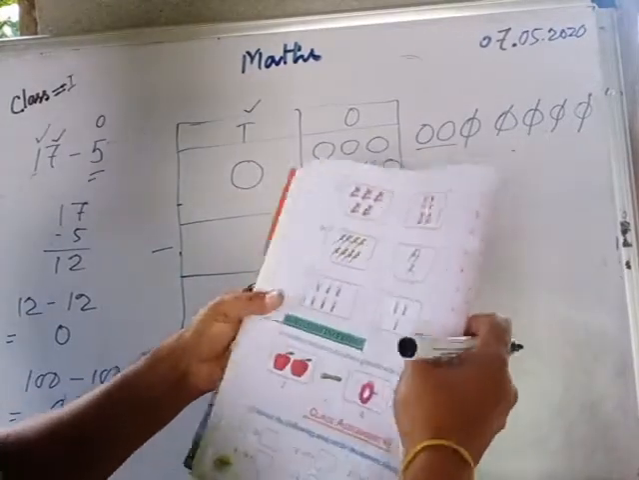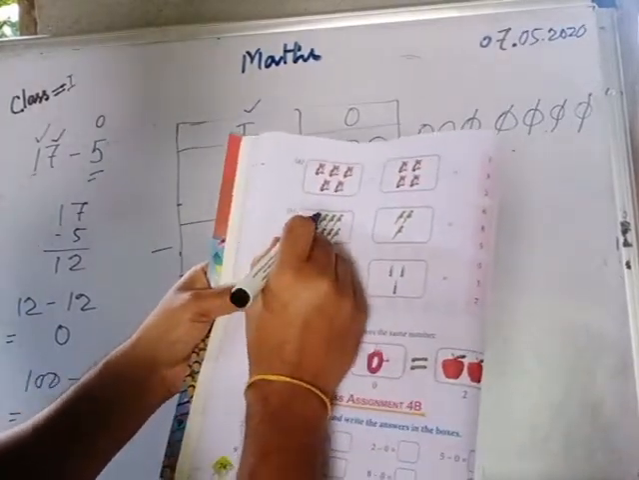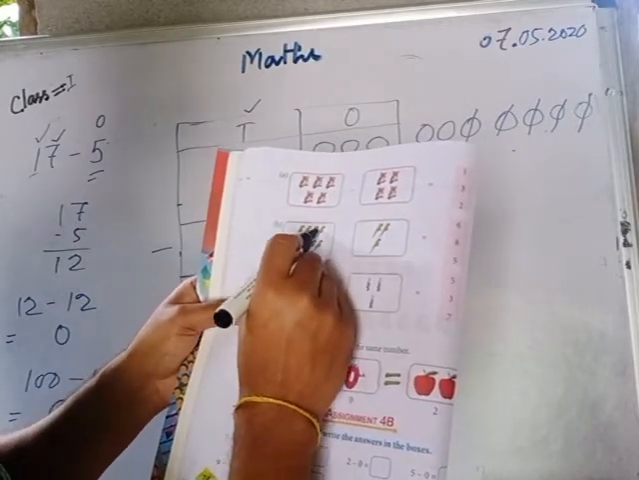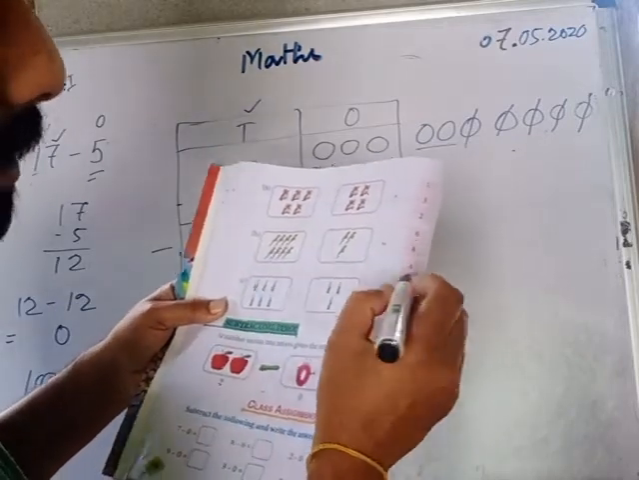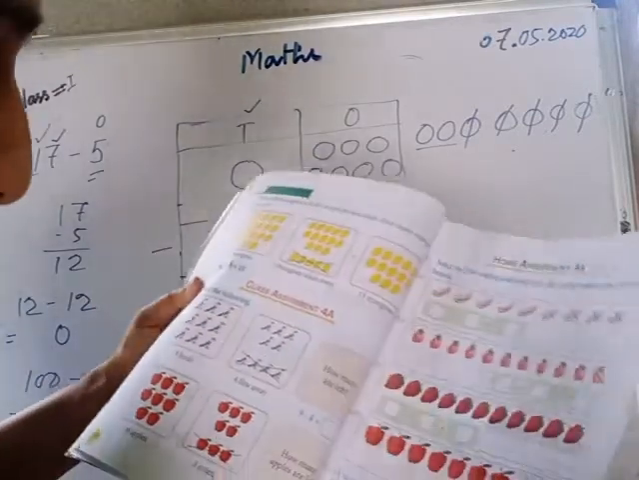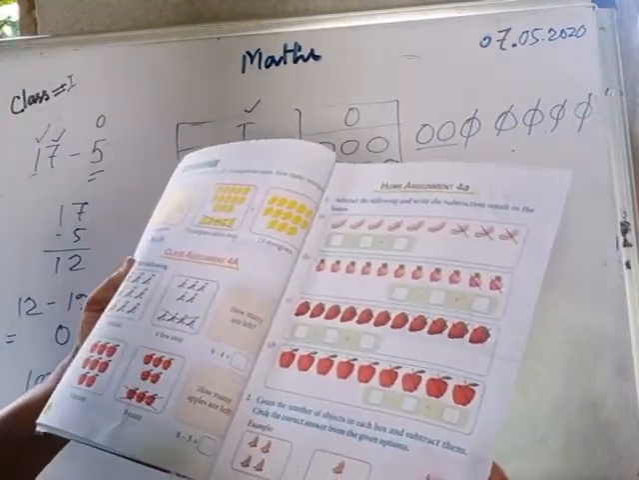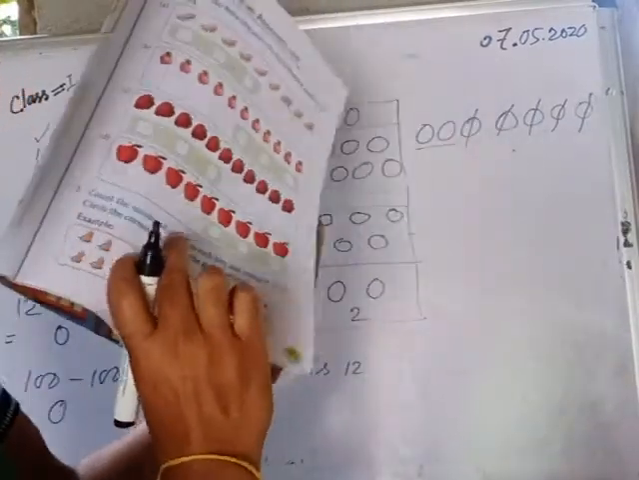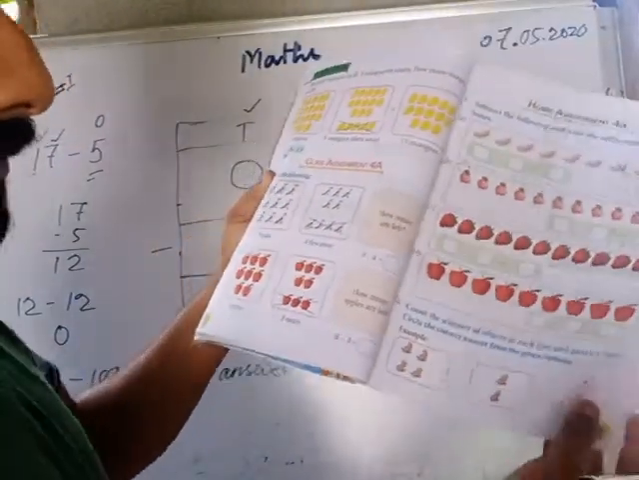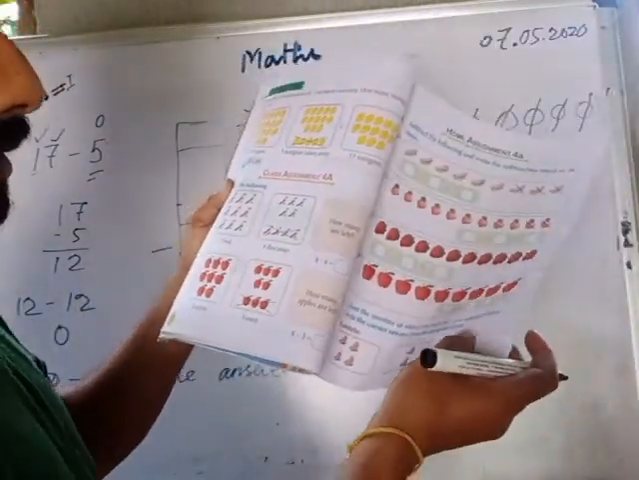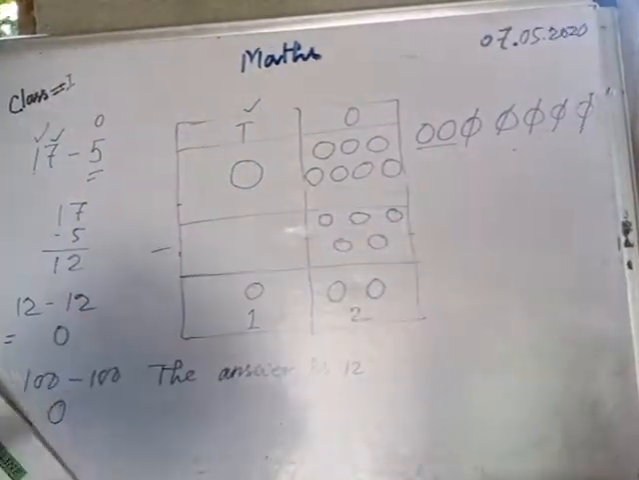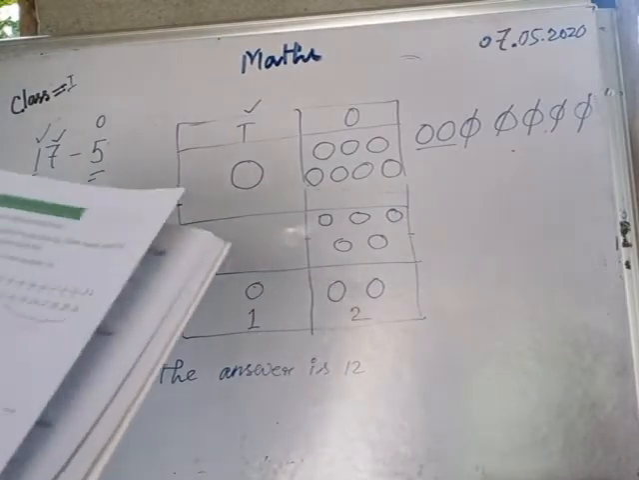At first, count the objects: 1, 2, 3, 4, 5, 6, 7, 8. Subtract 3, that means cut 3. 1, 2, 3, 4, 5. So we should write here 5. 5 is the answer, so we should circle it. Circle the correct answer from the given options. Circle like this. If the correct option is 2, we should circle the 2. So these are your homework. You should do your homework properly. Okay.